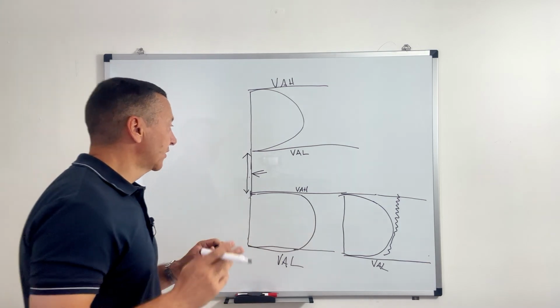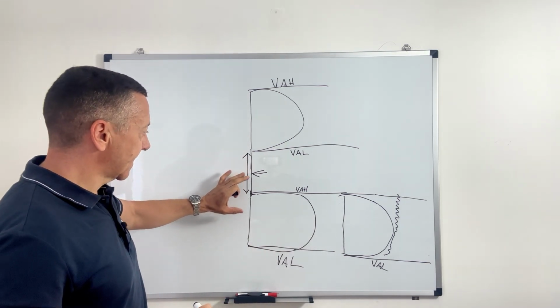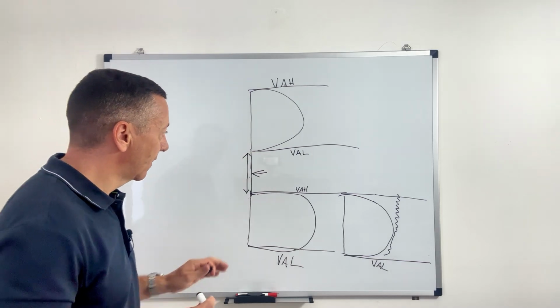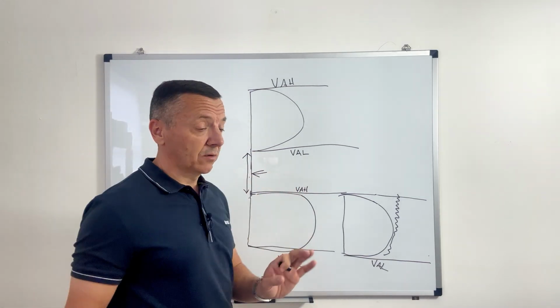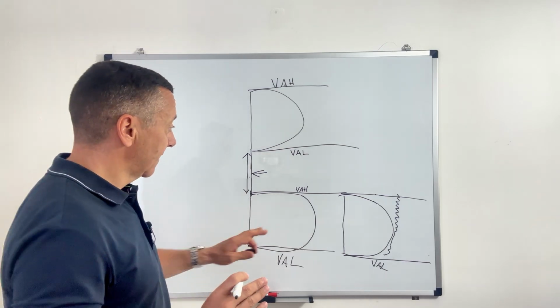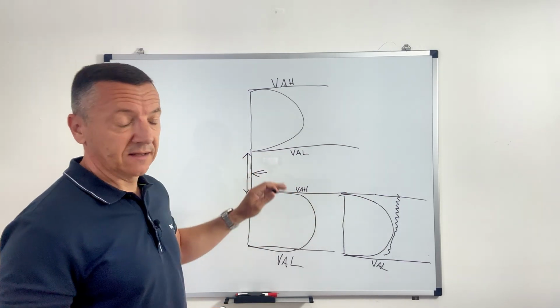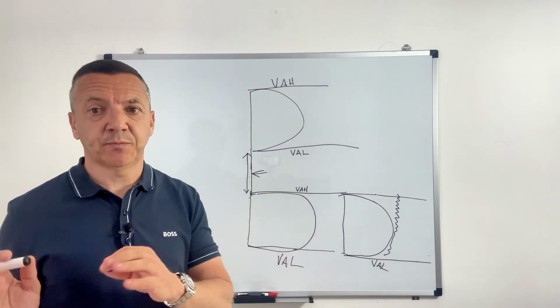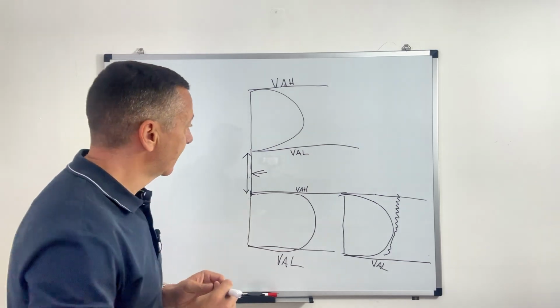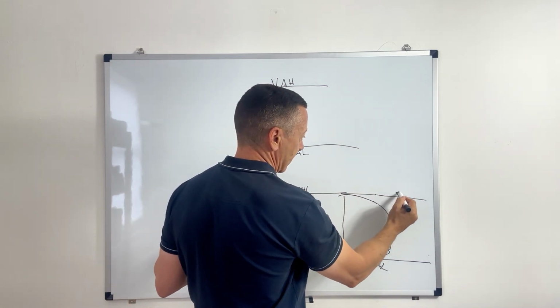Okay, and the context would be knowing that I've split this single print area here on the TPO. I know with a good chance that the price is going to fill that area. So my first point of interest would be this value area low here.